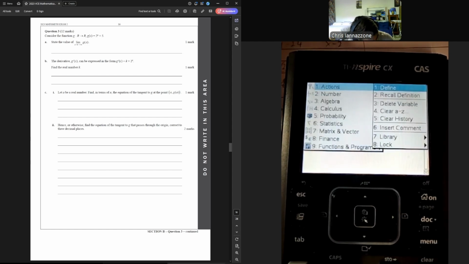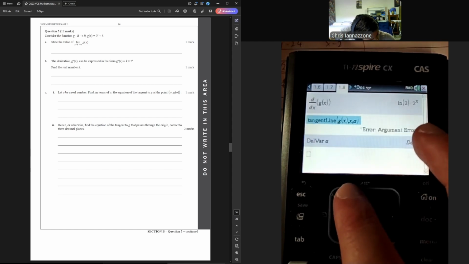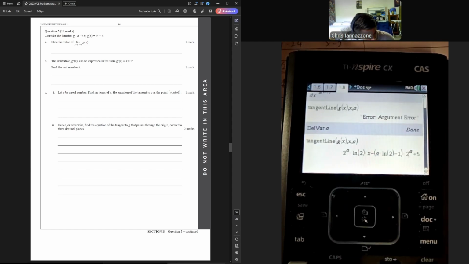So all I'm going to do is clear what a was. So if I delete a, redo that again, and we're going to get some really nasty thing. But that is the equation of the tangent. You would write exactly that out word for word and enjoy copying that down.